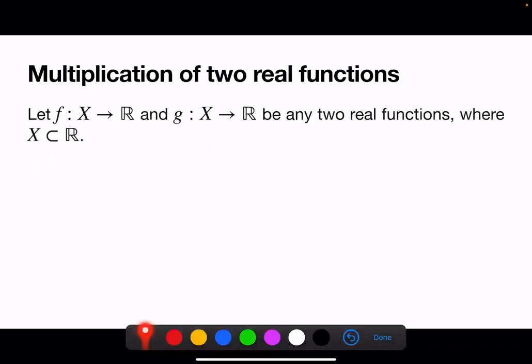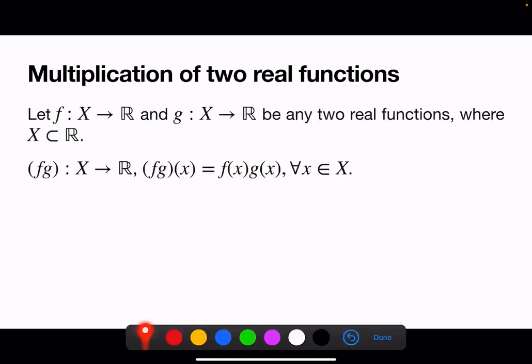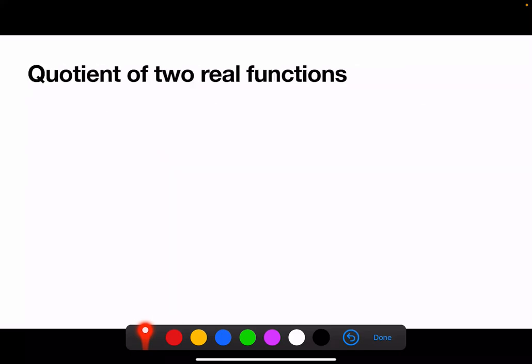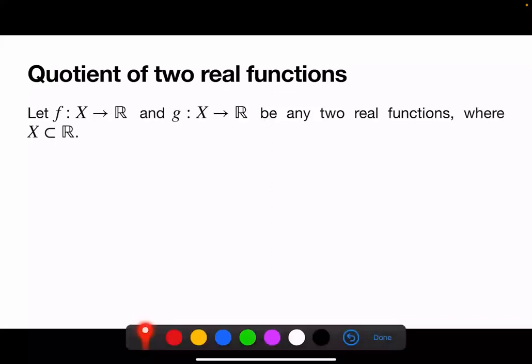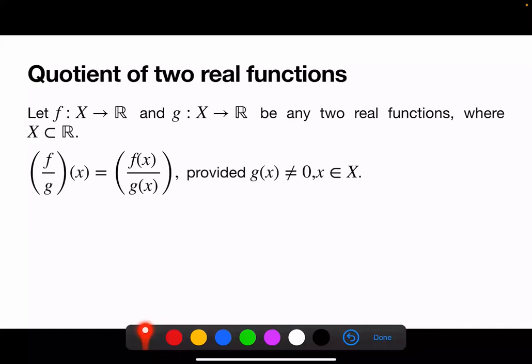Multiplication is also similar. So f into g of x will be f of x into g of x. And similarly, quotient or division: f by g of x is f of x by g of x. And you need to keep in mind that whenever you have anything in the denominator, obviously we don't want it to be zero. Whether it is a function or any real number, we don't want it to evaluate to zero. So if f of x by g of x is a rational expression, g of x cannot be zero. Keep this in mind.